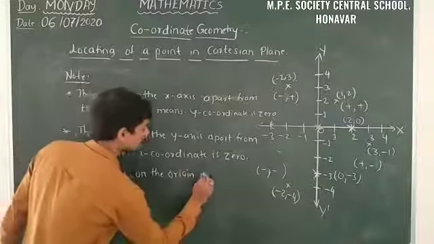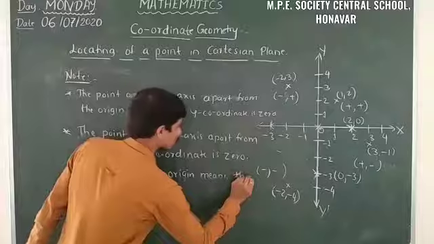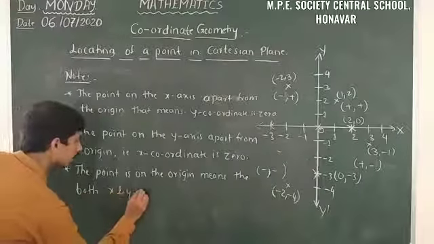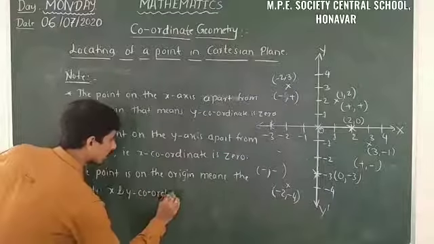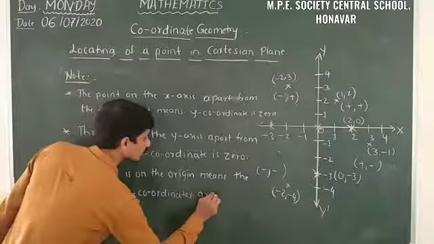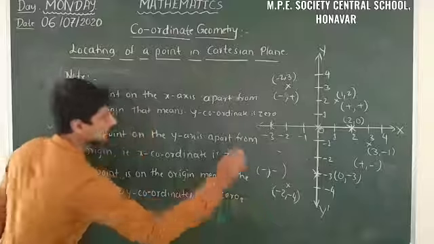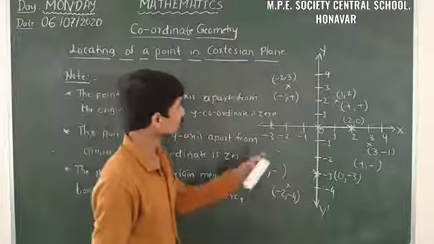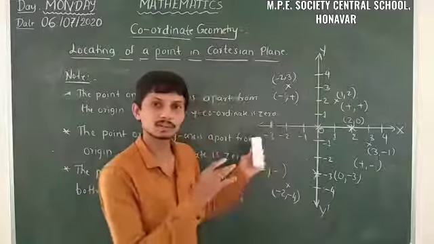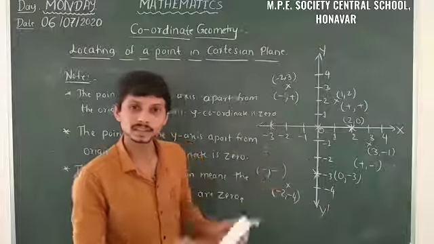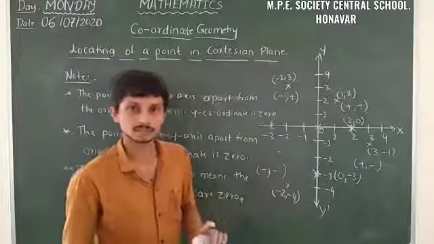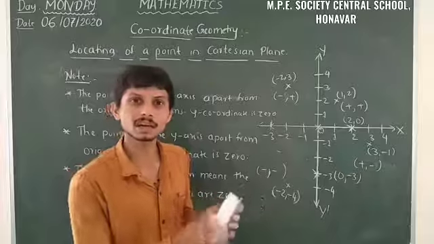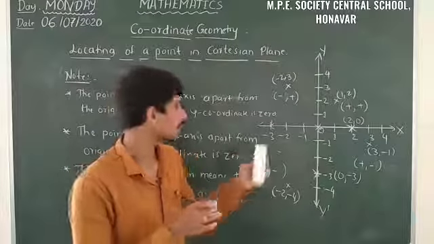Origin means the x-coordinate and the y-coordinate are both zeros. Yes, these are the points we have to keep in our mind. When we represent a point on the x-axis, we have to write the y-coordinate as 0. So we have to write it in the form of, for example, 2 comma 0.